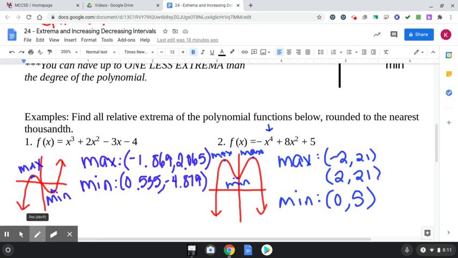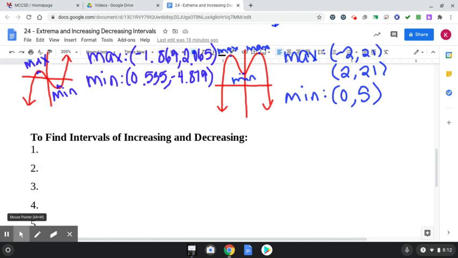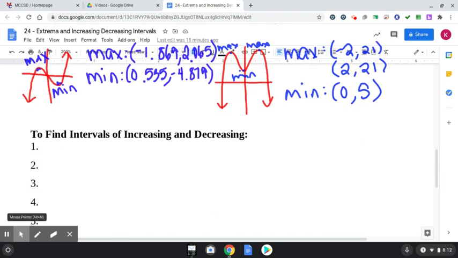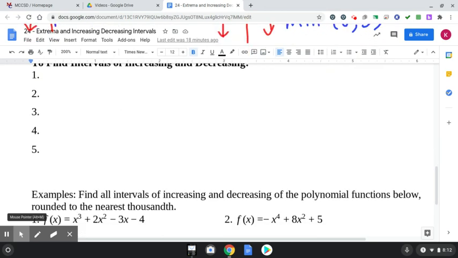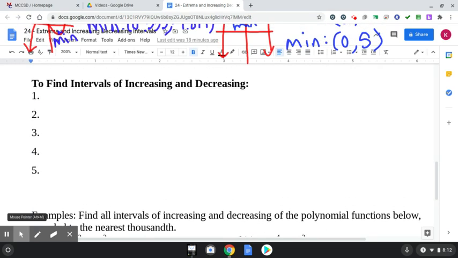Now the other thing we're going to practice with is the intervals for increasing and decreasing. The reason why we do this together is because you need the mins and maxes in order to do this. They kind of go hand in hand. So to find the intervals of increasing and decreasing, these are going to be your steps. First, you are going to draw a sketch. Just a quick sketch, nothing crazy.